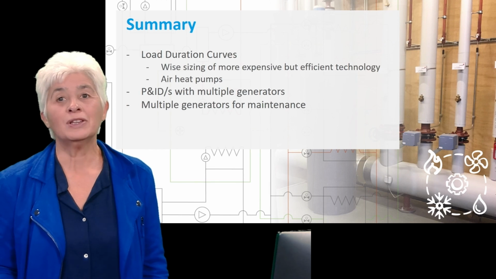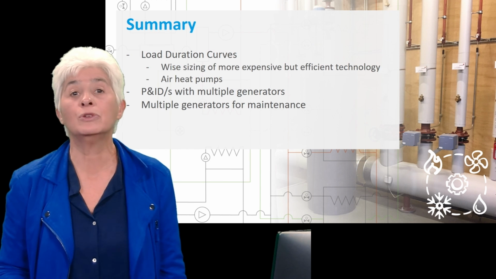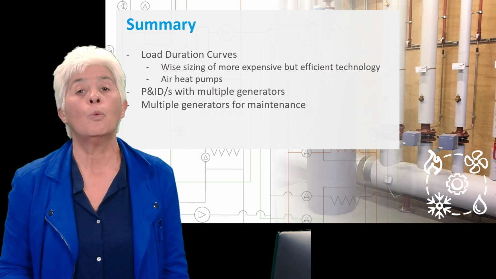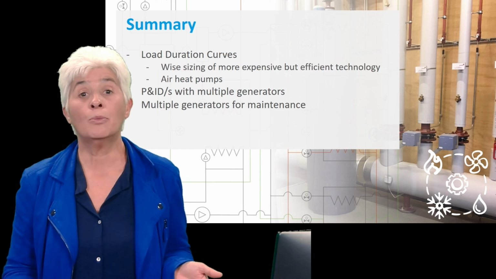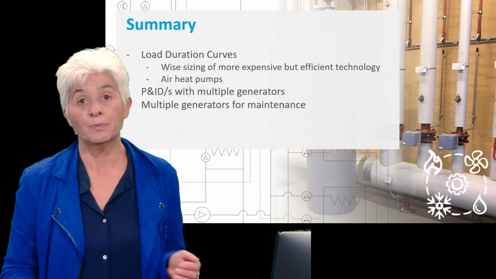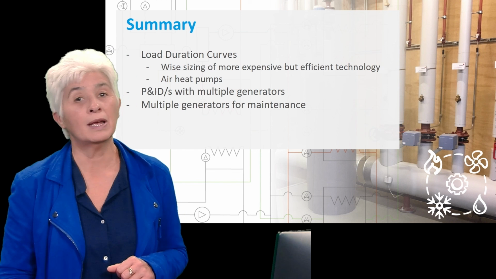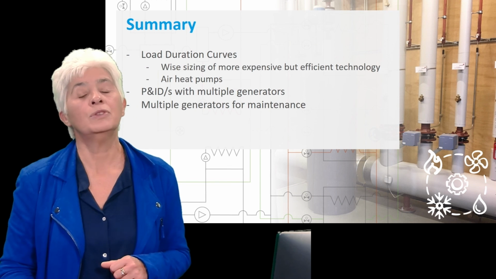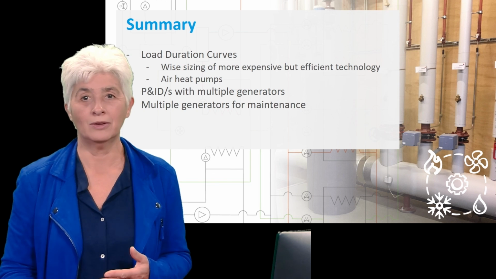So, in this lecture we described how to set up load duration curves and how to use them to play with combinations of generators in order to decrease investments while ensuring a high efficiency. And we went into more details about air heat pumps and chillers, for which this is particularly important. We then described the P&IDs corresponding to the use of multiple generators and looked at how they are connected to each other. And finally, we described how the use of more but smaller generators may be useful for maintenance.